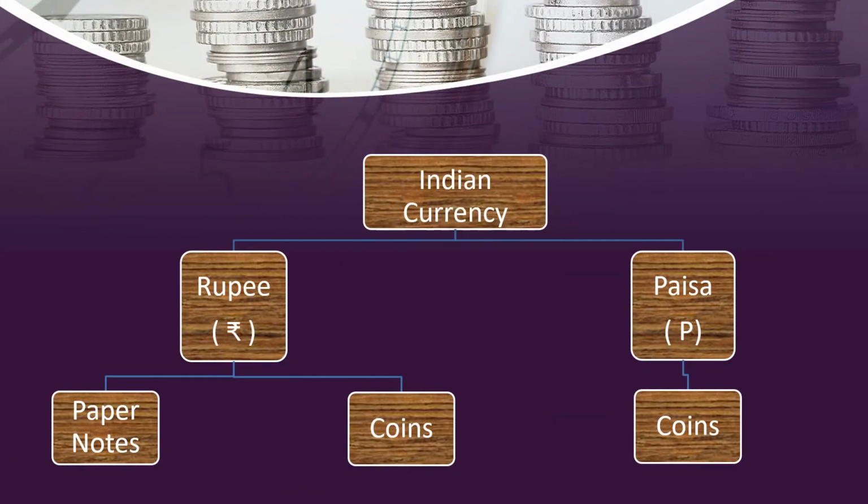Indian currency is rupees and paise. Rupees is the plural form of rupee and is denoted by the symbol ₹ with the parallel bars, as you can see on the screen, and paise, which is the plural of paisa, is denoted by the alphabet P. Rupees come in two forms, paper notes and coins, whereas paise is only coins.